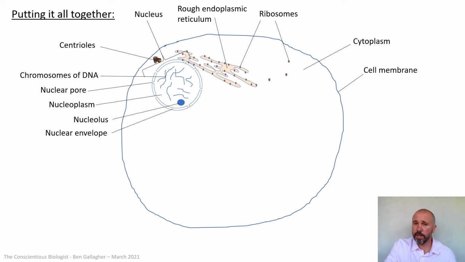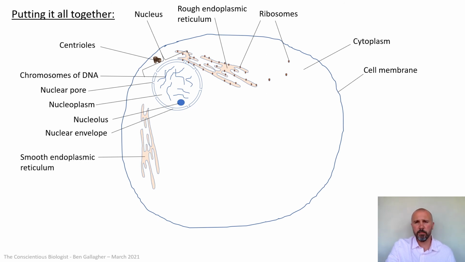You can also get free ribosomes. Not all ribosomes are stuck on rough endoplasmic reticulum. So if you're drawing this, or if you just see tiny little things floating around, it could well be that they're just free ribosomes that aren't associated with rough endoplasmic reticulum. We'll put some smooth endoplasmic reticulum there.